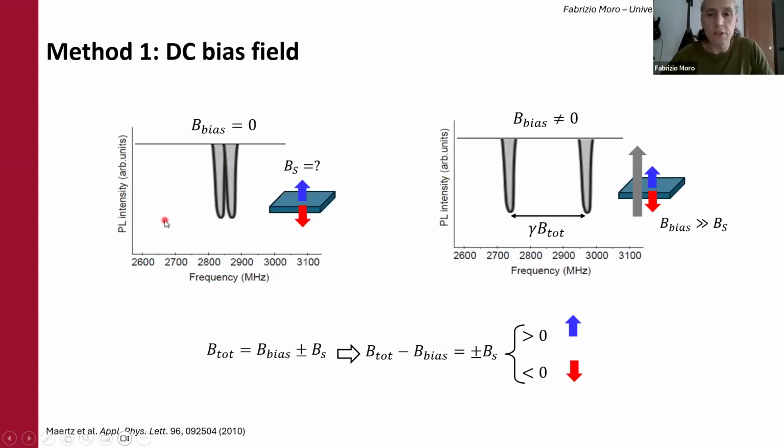Okay, let's start with the first method, the DC bias method. This method is essentially a subtractive method. It is based on the application of a very strong bias field, much larger than the sample magnetic field, in such a way that the total magnetic field has the same sign as the bias field. Therefore, if you subtract the bias field from the total magnetic field, you obtain the correct sign for the sample magnetic field.